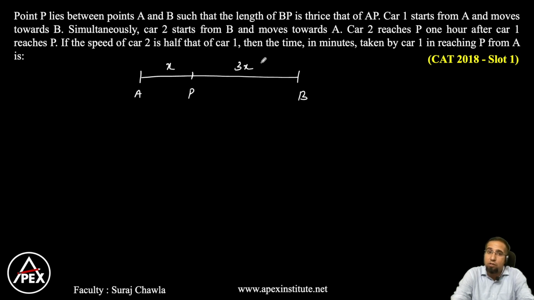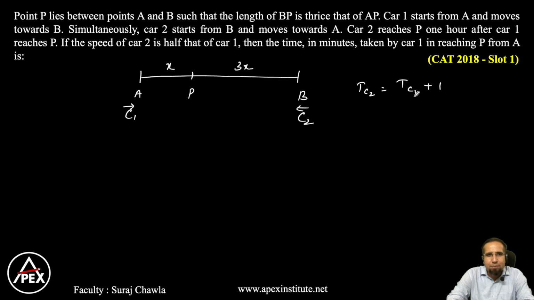Similarly, car 2 starts from B and moves towards A. Okay. So, car 1 starts from here and car 2 starts from here. Both of them are moving towards each other. Now, car 2 reaches 1 hour after car 1 reaches P. That means what am I given? The time taken by car 2 is equal to 1 hour more than the time taken by car 1.